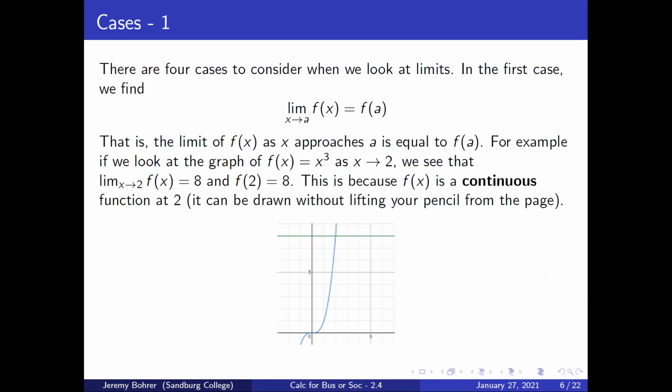In the first case, the limit as x approaches a of f of x equals f of a. That is, the limit of f of x as x approaches a is equal to f of a. For example, if we look at the graph of f of x equals x cubed as x approaches 2, we see that the limit as x approaches 2 of f of x is equal to 8, and f of 2 is equal to 8. This is because f of x is a continuous function at 2.